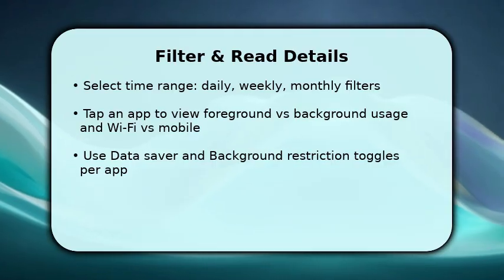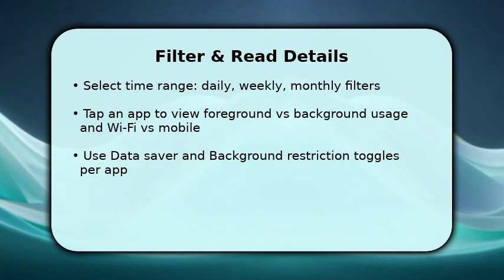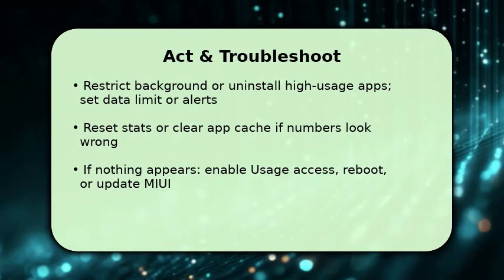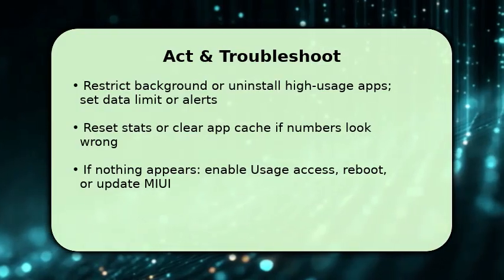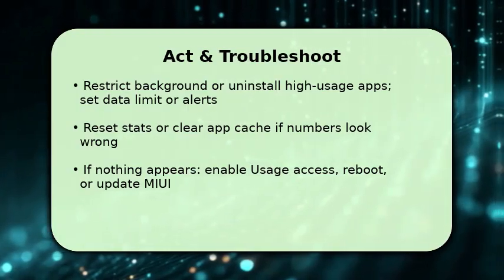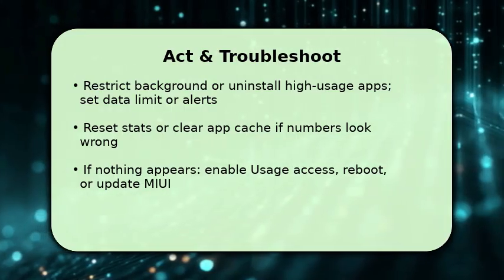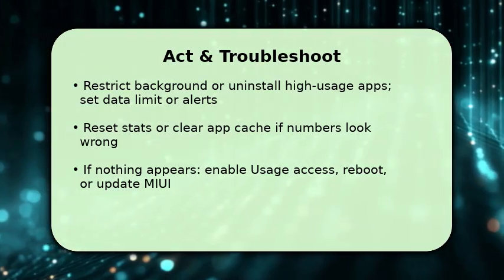Also check the chart for spikes and long press entries to quickly access app settings or force stop when necessary to test behavior. Finish by taking action. Restrict background activity or uninstall apps that consume the most data or battery and set a mobile data limit or alert to prevent surprises. If a particular app's figures seem incorrect, clear its cache or reset usage stats and monitor again for a day.